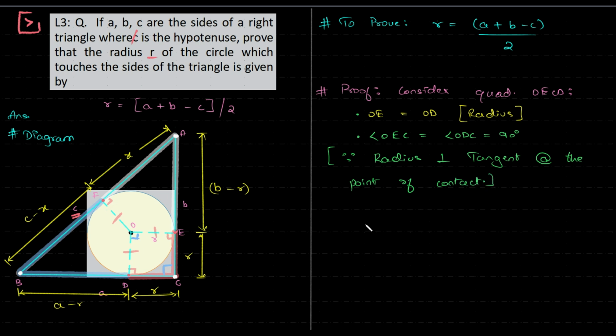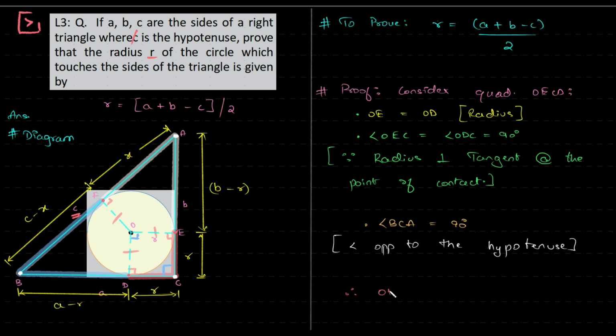And then we have, what else do we have? Angle BCA is also equal to 90. Why? Because it's the angle opposite to the hypotenuse. Is it not? They've given C to be the hypotenuse. We need to explain its reason. We can't just jump to conclusion.